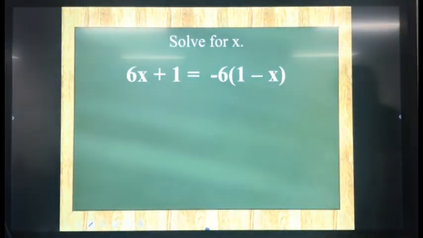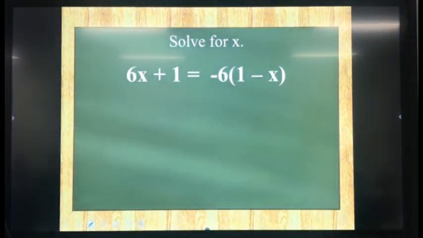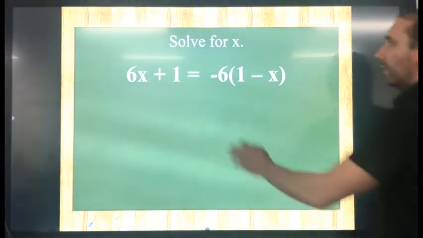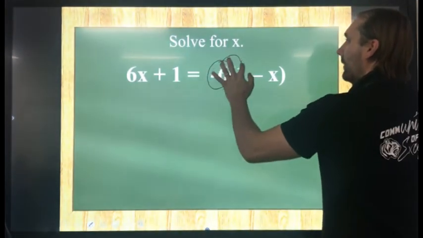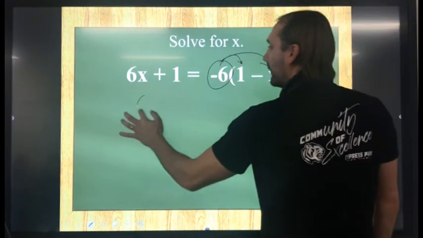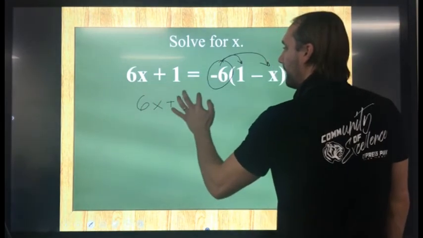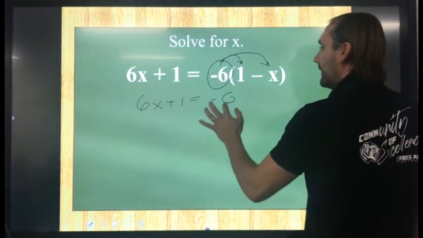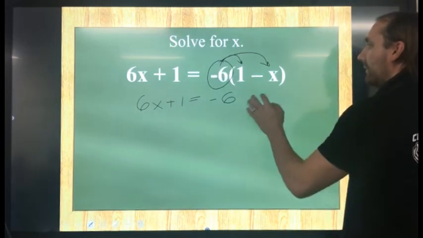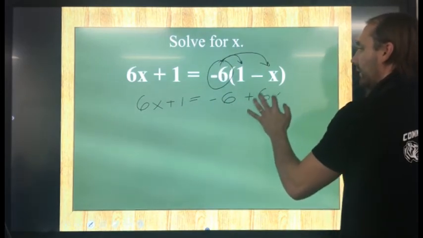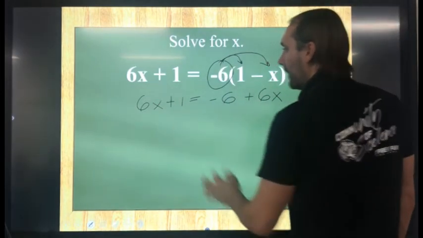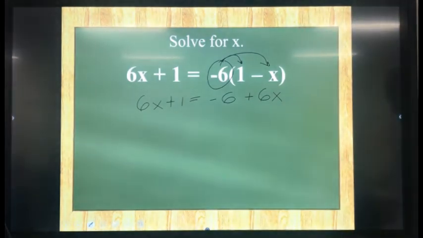Last but not least, let's solve this one. 6x plus 1 equals negative 6 times 1 minus x. First thing, negative 6 times 1 minus x, distribute. So this side, nothing changes. I get negative 6 times 1, negative 6. Negative 6 times negative x is a plus 6x.